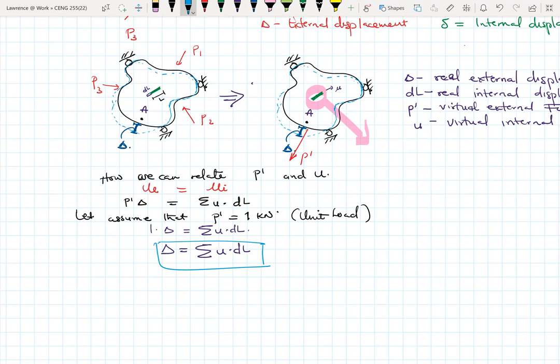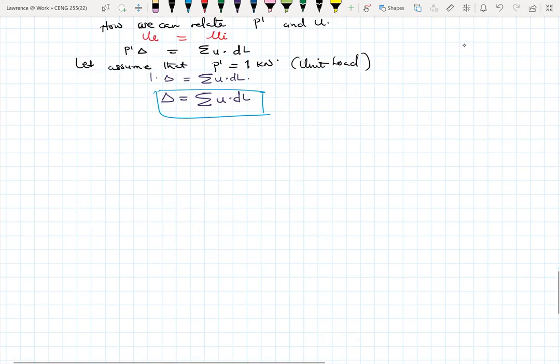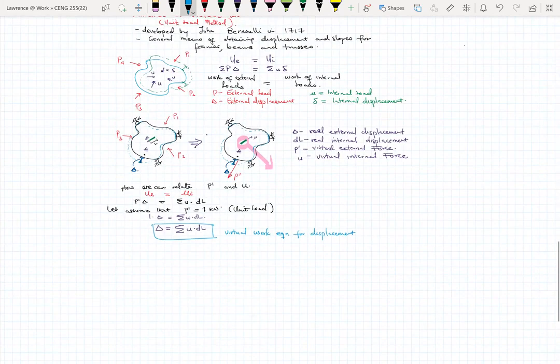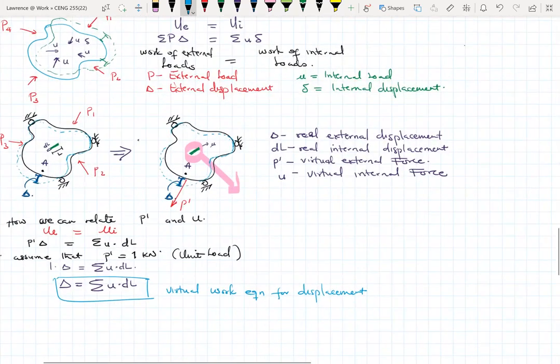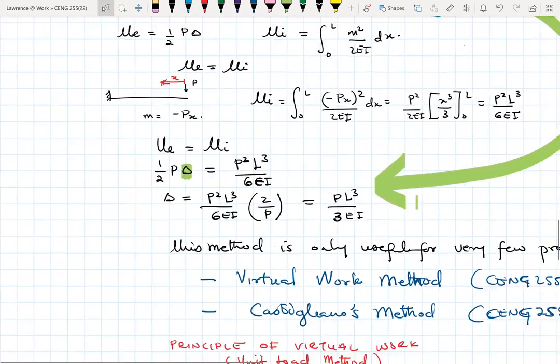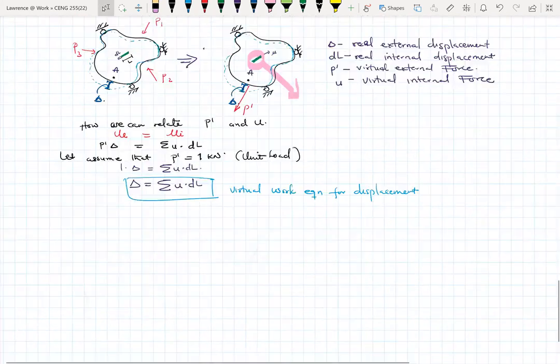And this becomes the virtual work equation for displacements. Equation for displacement. And the reason why we call it the unit load method is because we assume that the imaginary load applied here is 1.